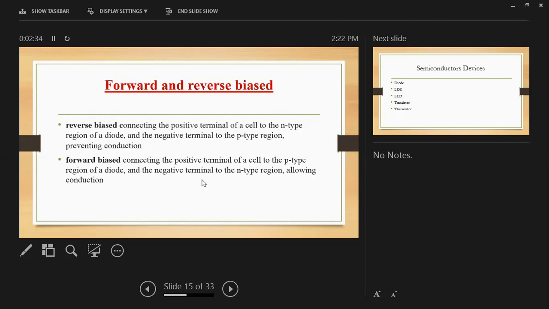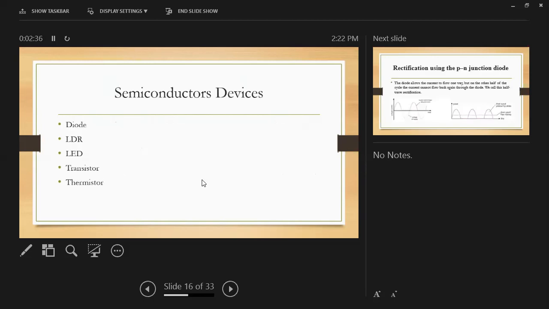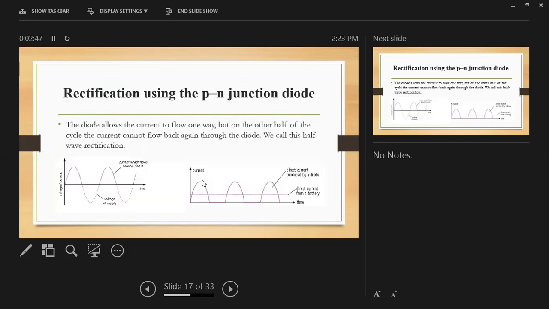So there are semiconductor devices, for example, diode, LDR, LED, and transistor. These are some types of semiconductor devices. Next, we have rectification. What does rectification mean? When we use the PN junction in a diode, this allows the current to flow one way.